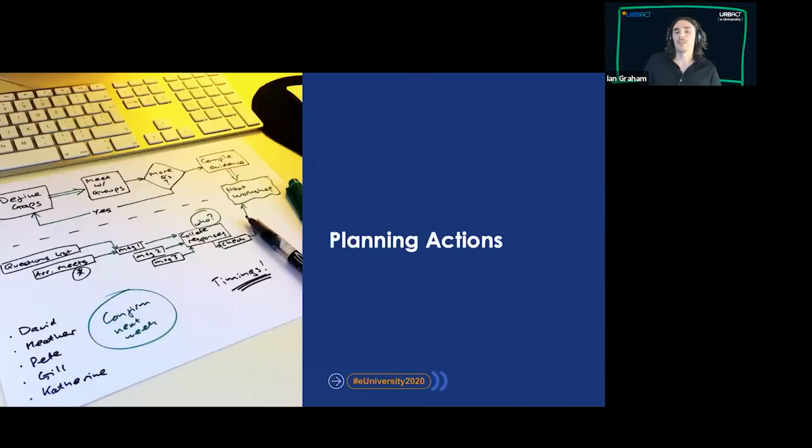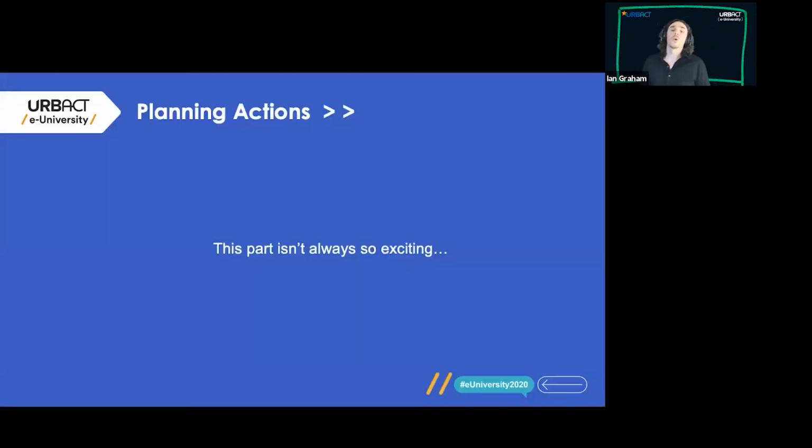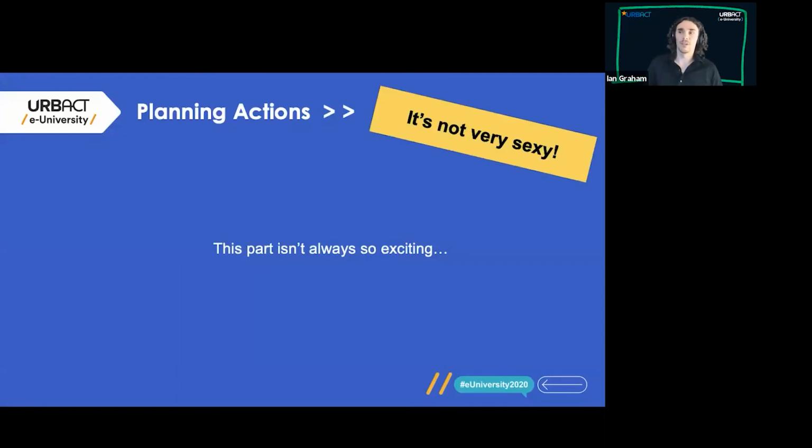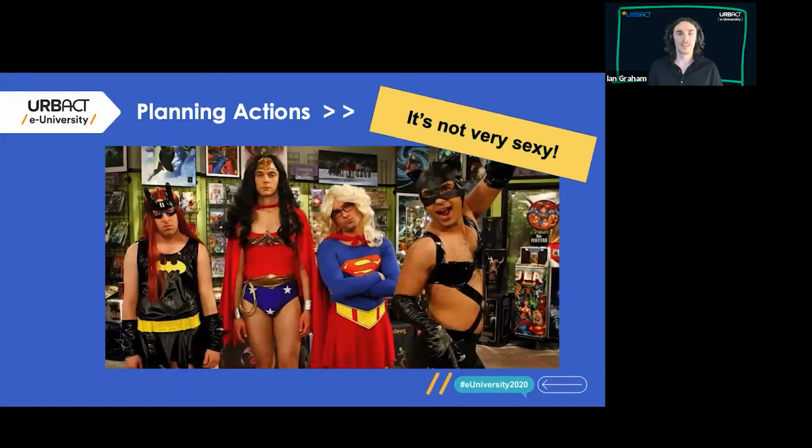So what do some of these tools look like in process? And what does this actual process look like? So thinking about the bit around it taking time and attention to detail, it's not always necessarily the most exciting part of the process. It's not always terribly sexy. Unlike these 4 fine specimens who are, well, I think probably the less said about them, the better.